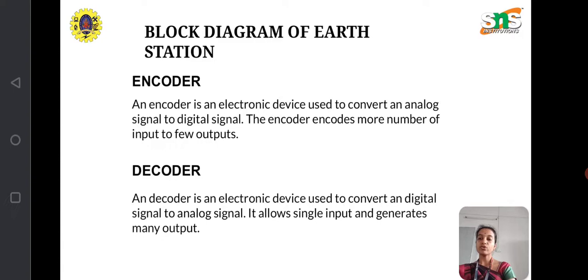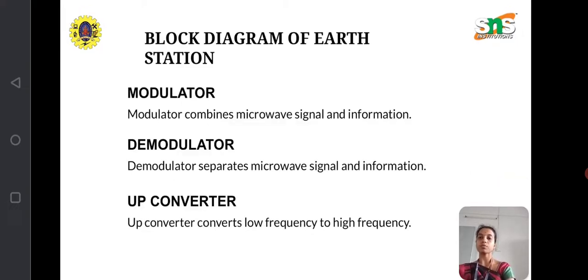And next we go for the decoder. A decoder is an electronic device used to convert a digital signal to an analog signal. Where the encoder converts the analog signal to a digital signal, the decoder converts the digital signal to an analog signal. It also allows a single input and generates many outputs, whereas the encoder takes many inputs and gives few outputs. Here the decoder receives a single input and gives many outputs.